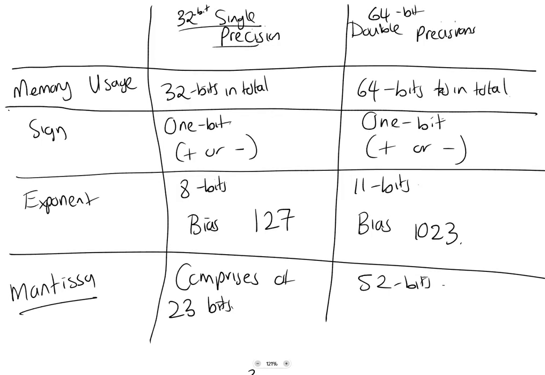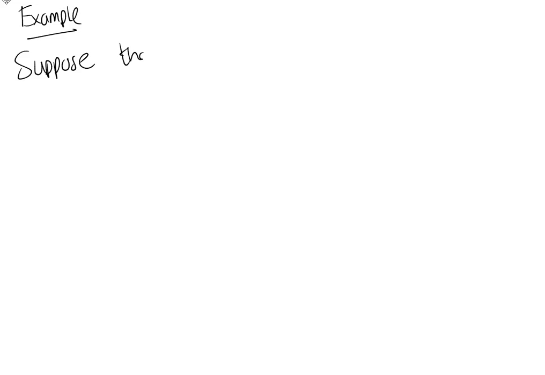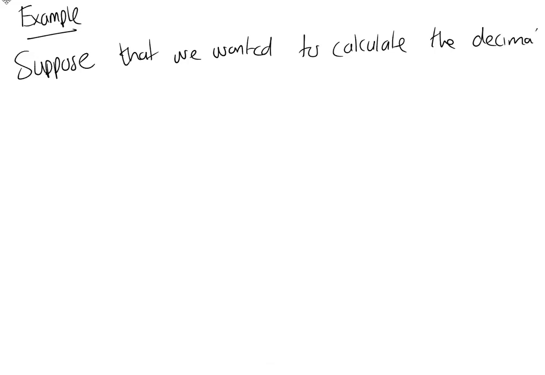But what's the use of all of this information if you don't know how to apply it? So let's now actually look at an example. Suppose that we want to calculate the decimal value of the 32-bit floating point number.